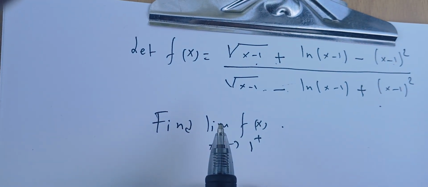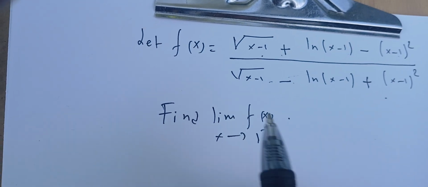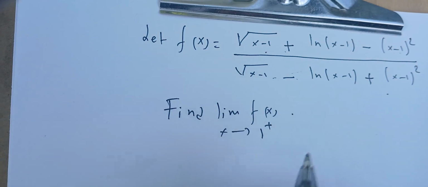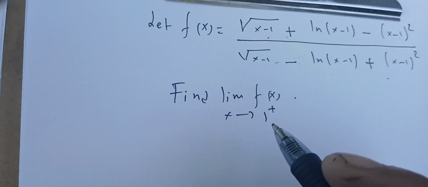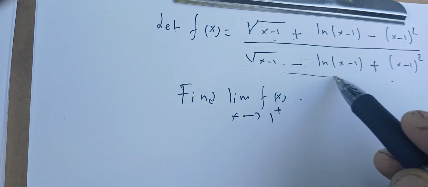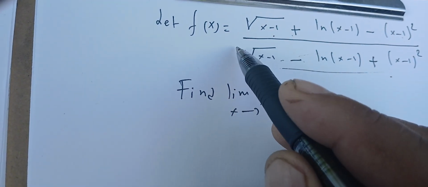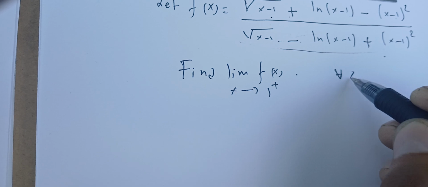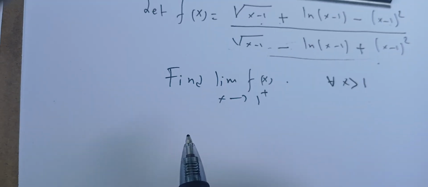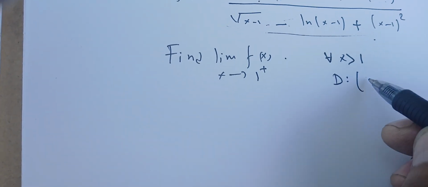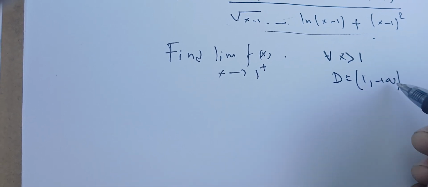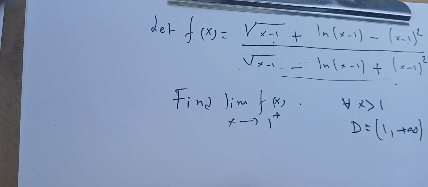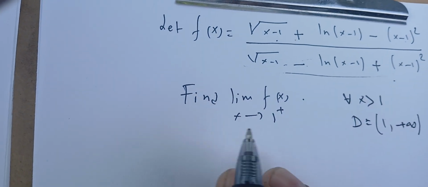Okay, the first thing that we have to make sure of is where our function is defined. I will leave that to you so you can do it by yourself. We can prove that this value here, the denominator, is never 0 for all x bigger than 1. So that means our domain is 1 to plus infinity. You can easily prove this fact. And next we're gonna see the limit.